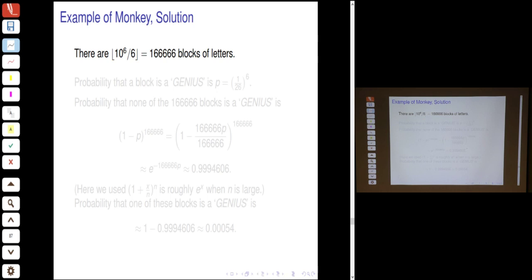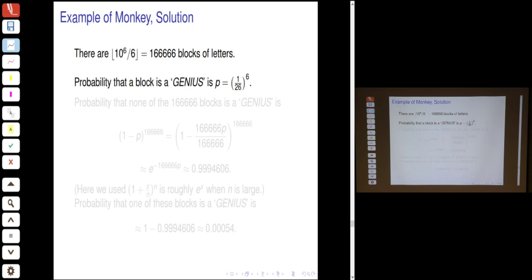First, there are these many blocks, right? So you have a string of 1 million long. You chop every 6 digits. So this is the number of blocks, the number of words you get. Okay. So the probability of a block being the genius, the thing we want, is what we need.